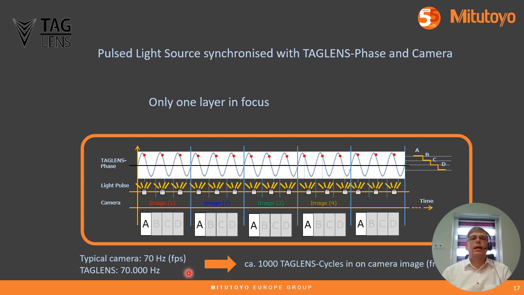Please keep in mind the TAG lens cycle is 70 kilohertz, 70,000 hertz. A typical camera frame rate is 70 hertz. Therefore, 1000 TAG lens cycles are on one camera image.